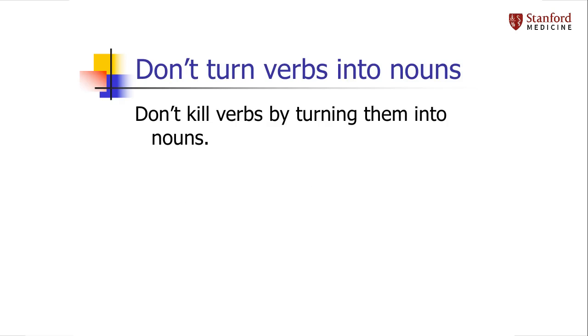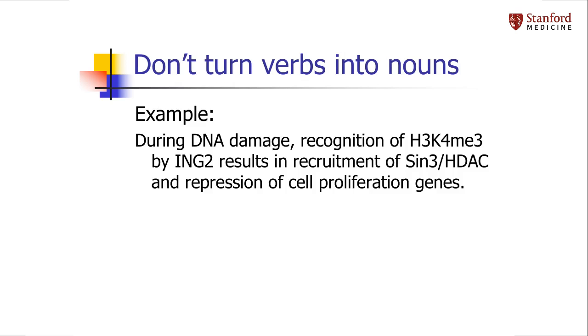Last week, we talked about the problem of turning verbs into nouns. This is a bad habit that's firmly entrenched in academic writing. I want you to catch yourself doing this and try to turn those nouns back into verbs. Here's an example. It says, "During DNA damage, recognition of protein 1 by protein 2 results in recruitment of protein 3 and repression of cell proliferation genes."